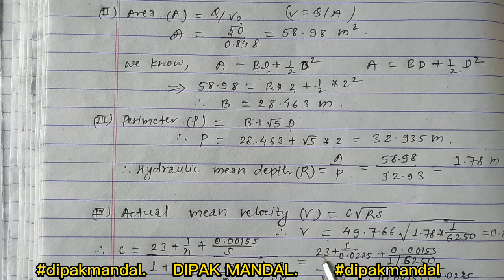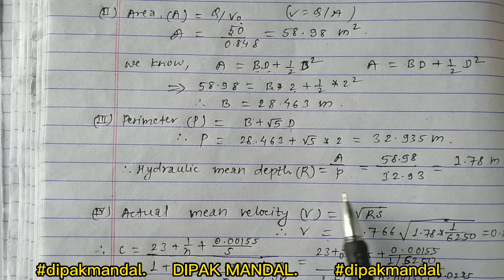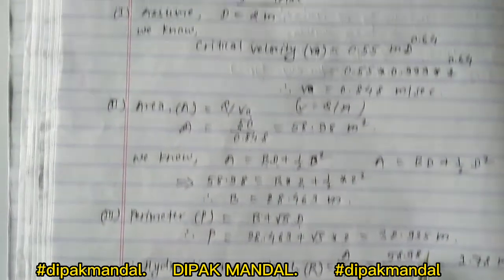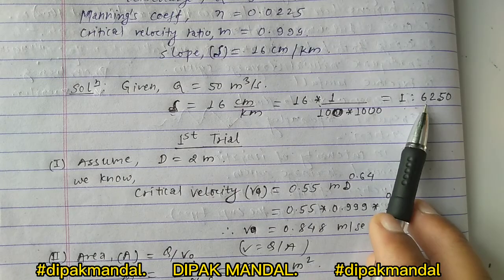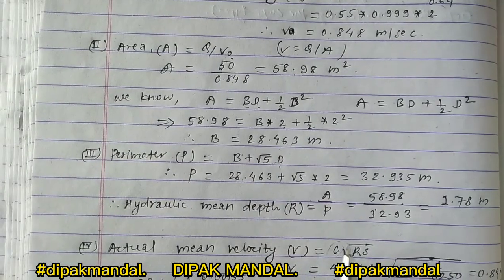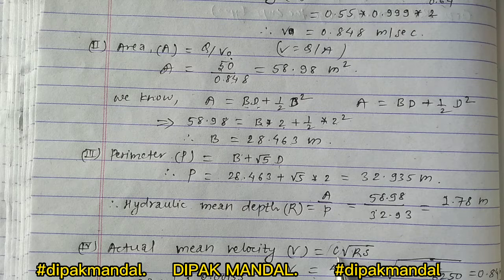Okay, now in the fourth step we have to calculate the actual mean velocity, that is, the value of V. As we know, V equals C root under RS. This formula is given by Kutter, and the velocity V equals C root under RS, and the value of C is unknown. Okay, but we have the value of R, we already calculated. The value of R is 1.78, and also the slope is given in the question, 1 in 6250, so the only unknown value is C.